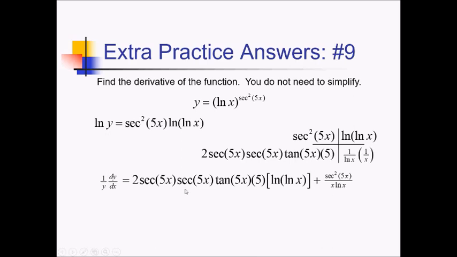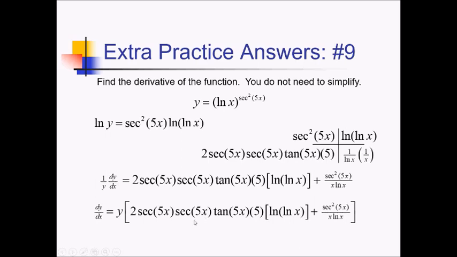Now we're not quite done because we still need to get dy over dx by itself. To do that, we'll multiply both sides by y. So I'll have y times all this stuff on the right side in a big parentheses. So nothing changed except for this little y outside here.